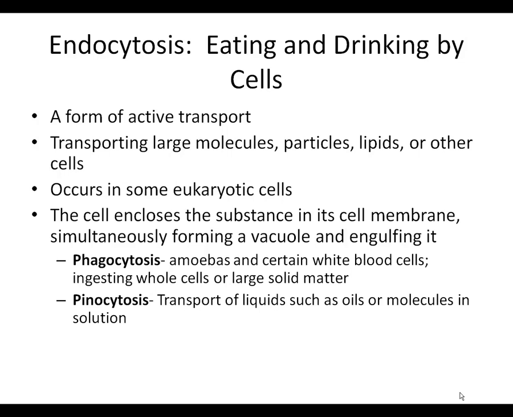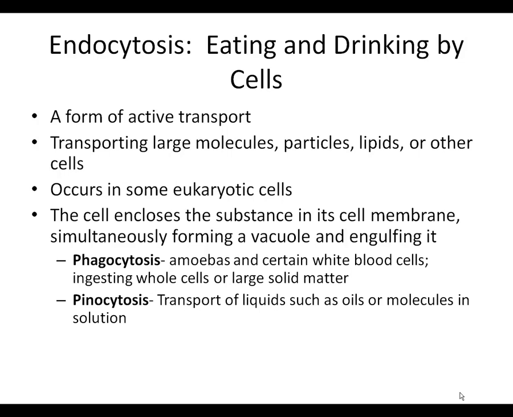There are two types of endocytosis, phagocytosis and pinocytosis. In phagocytosis, amoebas and white blood cells ingest whole cells or very large particles that will be consumed and destroyed. In the case of an amoeba, they are eaten as a source of food, and in the case of white blood cells, they are destroyed to keep us from getting sick.